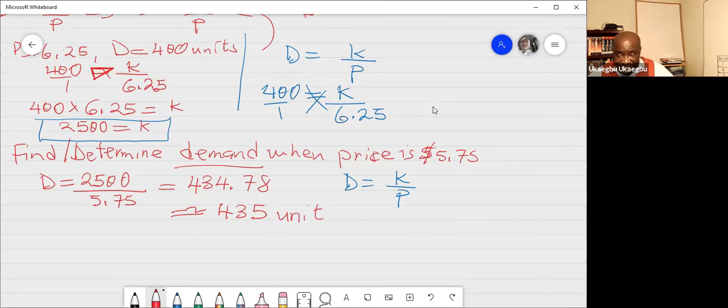So now that's the inverse variation we just treated. That's inverse variation.